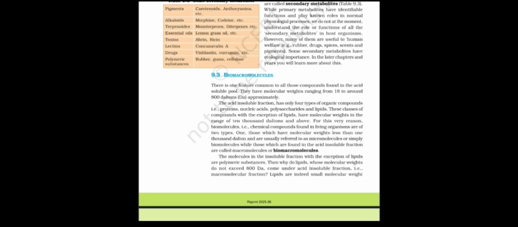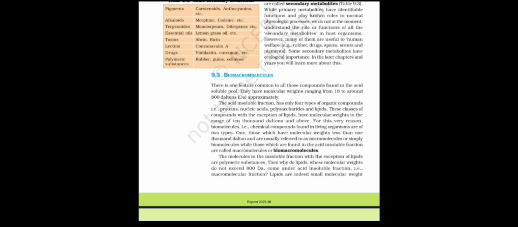Biomacromolecules. There is one feature common to all those compounds found in the acid soluble pool. They have molecular weights ranging from 18 to around 800 daltons (Da) approximately. The acid insoluble fraction has only 4 types of organic compounds: proteins, nucleic acids, polysaccharides, and lipids. These classes of compounds, with the exception of lipids, have molecular weights in the range of 10,000 daltons and above.